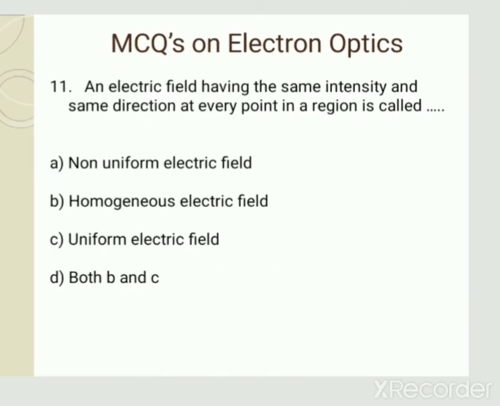11th is, an electric field having the same intensity and same direction at every point in a region is called. So when there is the same intensity and the electric field is in the same direction at every point, it is called a uniform electric field. But this uniform electric field is also recognized as a homogeneous electric field. Homogeneous means same at every point. So both answers are correct, that is homogeneous and uniform. So we can say that option D is correct, that is both A, B and C.